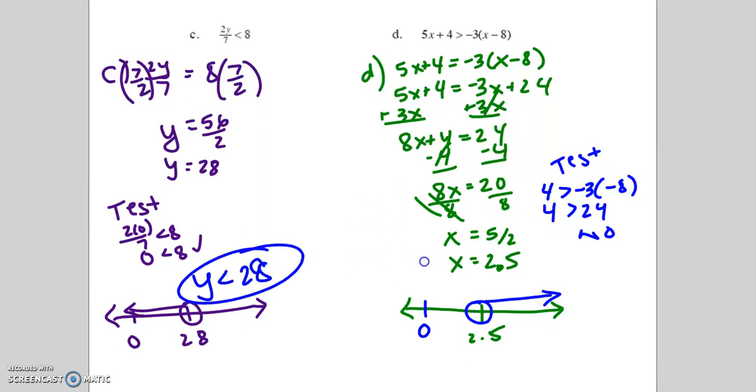For D, I ended up with 2.5 as my boundary point. Again, it's going to be an open circle. When I tested 0, I got 4 is greater than 24, which is not a true statement, so we're going to be including solutions that are greater than 2.5.